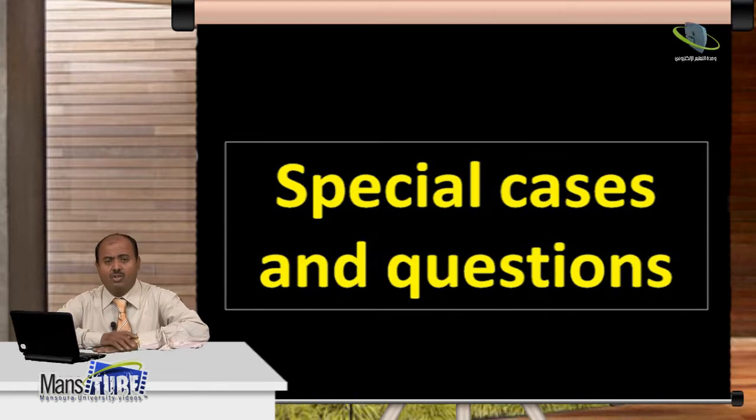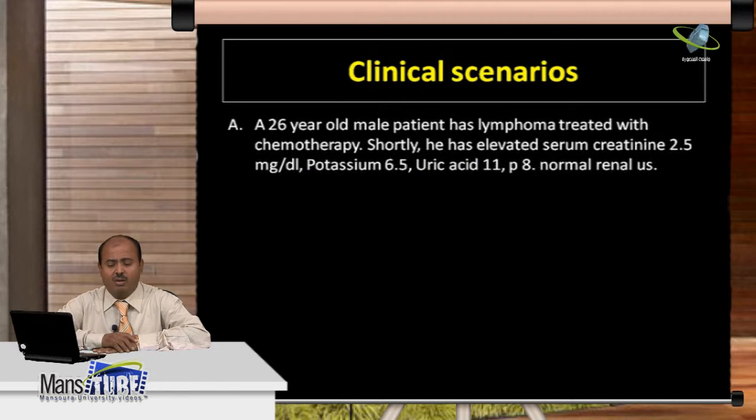In this following section, I'll present some special cases. If I start with this case, a 26-year-old male patient who has lymphoma treated with chemotherapy and shortly has elevated serum creatinine 2.5, potassium 6.5, uric acid 11, phosphorus 8, and normal renal ultrasound. So this is acute kidney injury. And from the history, this is a patient with lymphoma that was treated with chemotherapy leading to tumor lysis syndrome.